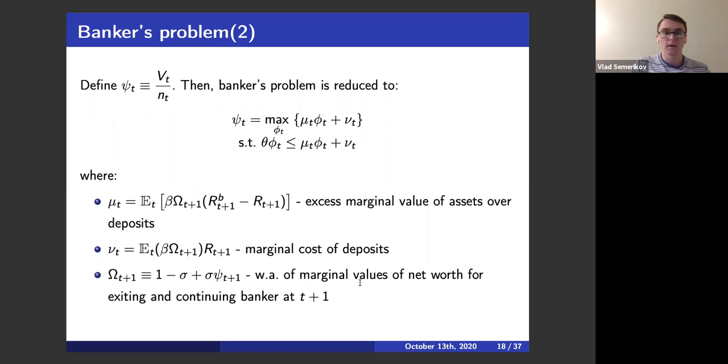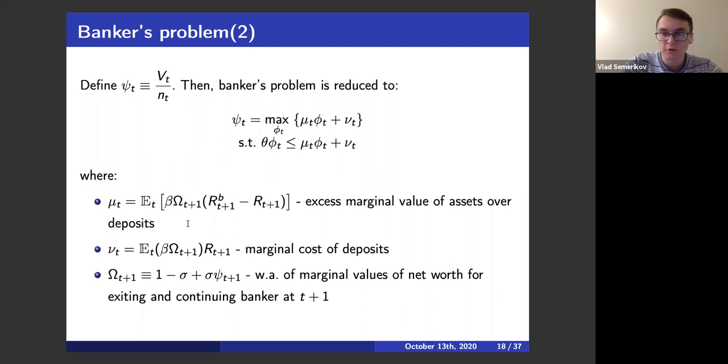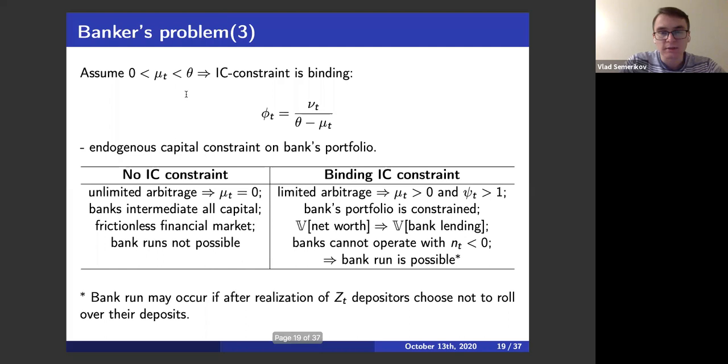So let's talk about the result of the banker's problem. The incentive compatibility constraint is going to be binding as long as the excess marginal value of assets over deposits is positive but less than the marginal gain from diverting funds, which is theta. It's quite intuitive, because if mu were higher than theta, there would be no reason to divert funds and no role for the incentive constraint at all. So if we assume, as the paper does, that the incentive constraint is binding, then from this expression we receive an equation which gives us the endogenous capital constraint on the bank's portfolio, which limits the bank's ability to raise deposits and acquire assets.